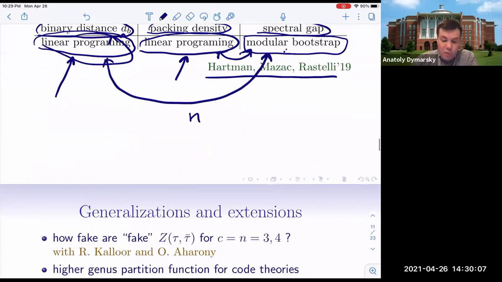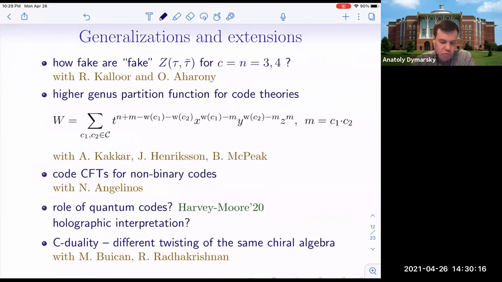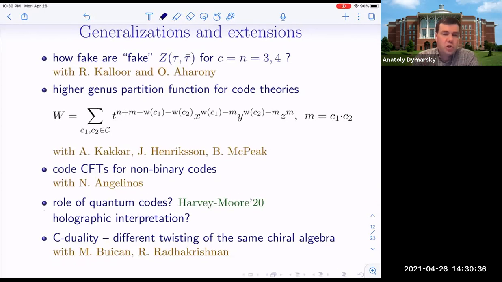There are a lot of questions that remain, obvious questions and less obvious questions. There are a number of projects I'm involved in right now, and maybe I'll just tell you what questions I'm working on. One obvious question: we have a lot of fake partition functions associated with central charge 3 and 4. We just generate them with linear programming. These are very particular polynomials, W, which you can easily turn into fake partition functions. We do not know if they are truly fake or not.